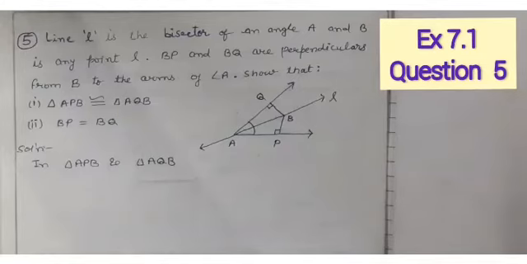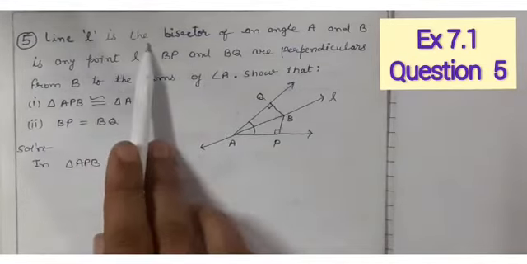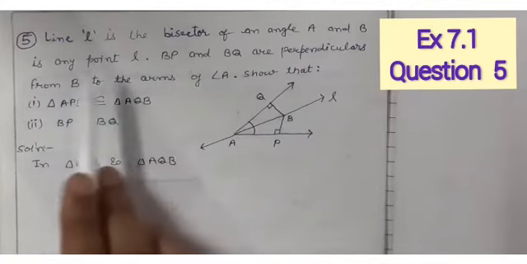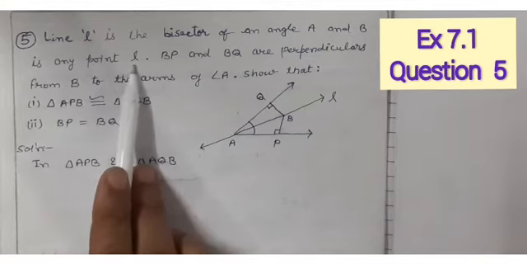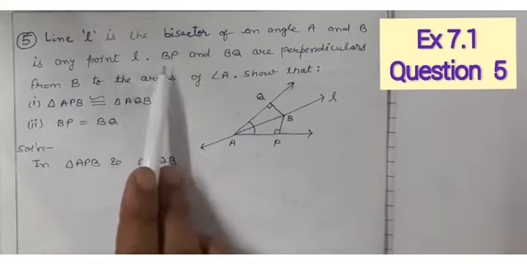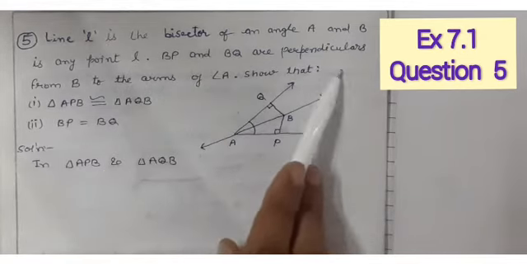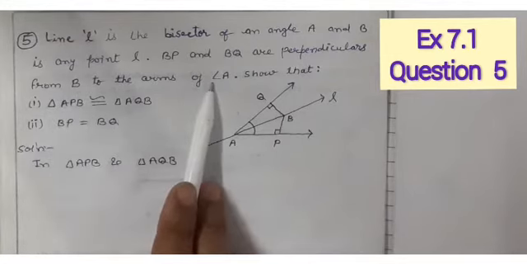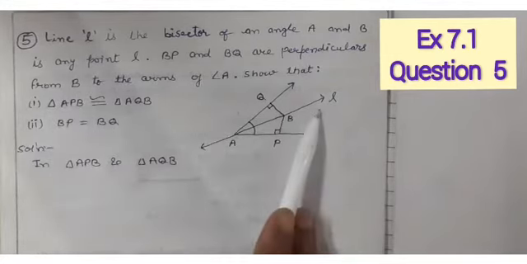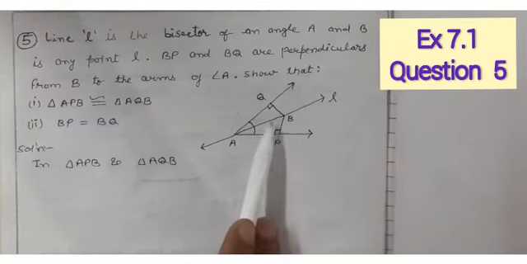Yes, students, question number 5. Line L is the bisector of angle A and B is any point on L. BP and BQ are perpendiculars from B to the arms of angle A. See, this is the line L. Here BP and BQ, these two are perpendiculars, 90 degrees shown here.